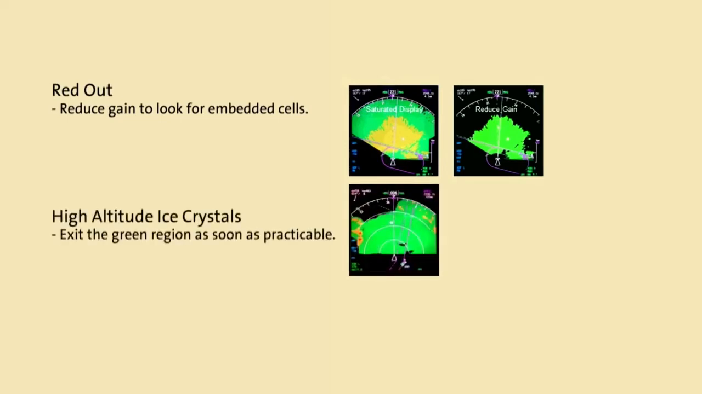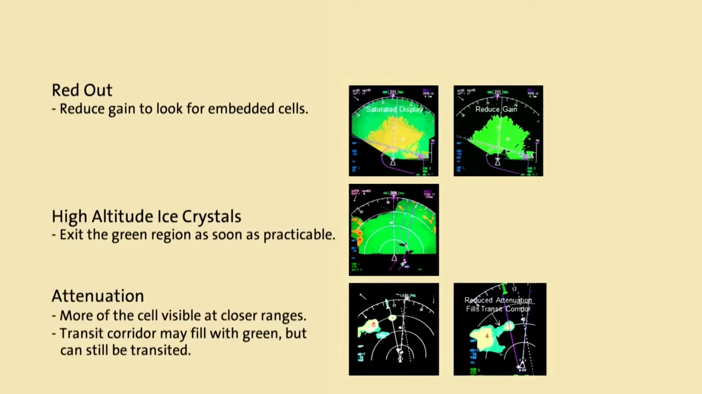At cruise altitudes, a region of green on the display may represent high-altitude ice crystals. Exit the region as soon as practicable. Finally, remember that as the aircraft nears weather, there will be less attenuation, and that more green returns will become visible.